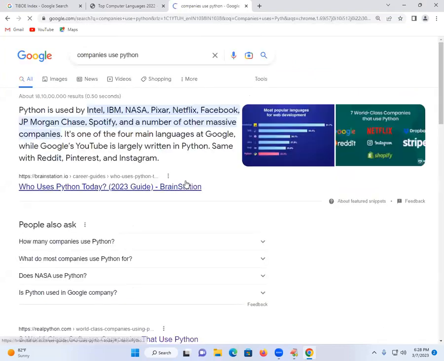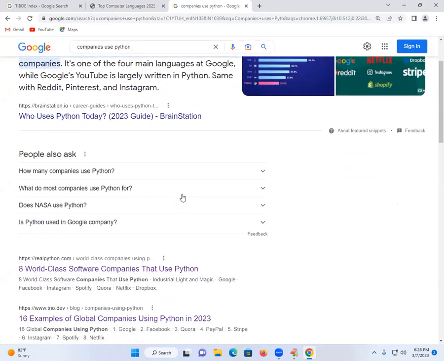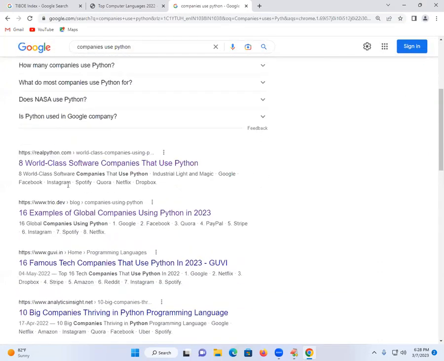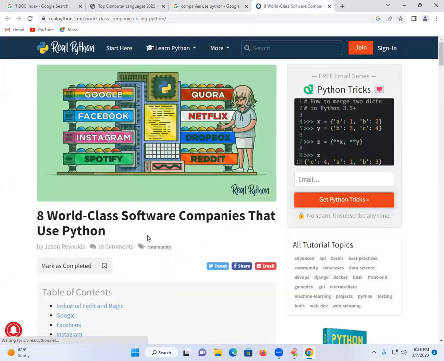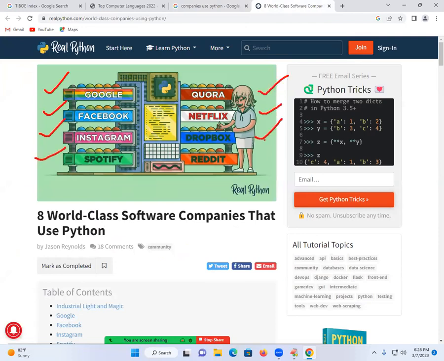I'm just going to show you. The topmost companies use Python. So I'm going to write it: world-class software companies who use Python. So I'm just showing here, and you look at that: Google, Facebook, Instagram, Spotify, Quora, Netflix, Dropbox, Reddit. These are world-class software companies that use Python.